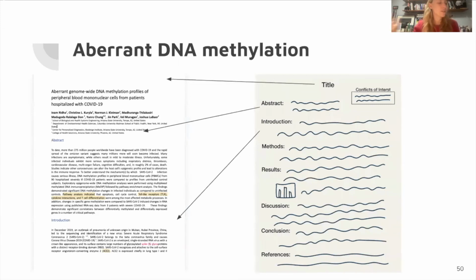So it has the title, which is pretty descriptive: The aberrant genome-wide DNA methylation profiles of peripheral blood mononuclear cells from patients hospitalized with COVID-19. It's succinct but detailed, because when you're online looking for papers, you mainly see the title first and you decide whether or not to look at it. So you need to make sure that it's detailed enough and succinct enough and jargon free as much as possible, so that people can get an idea of what's going on. We have the authors, which gives everybody credit for being on the paper, and their affiliations.